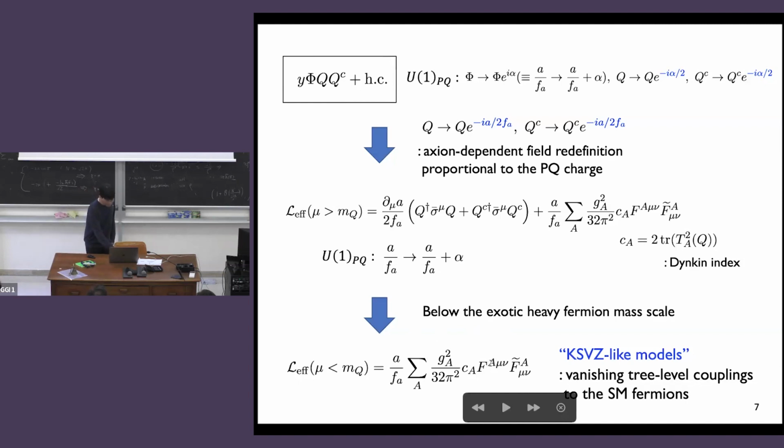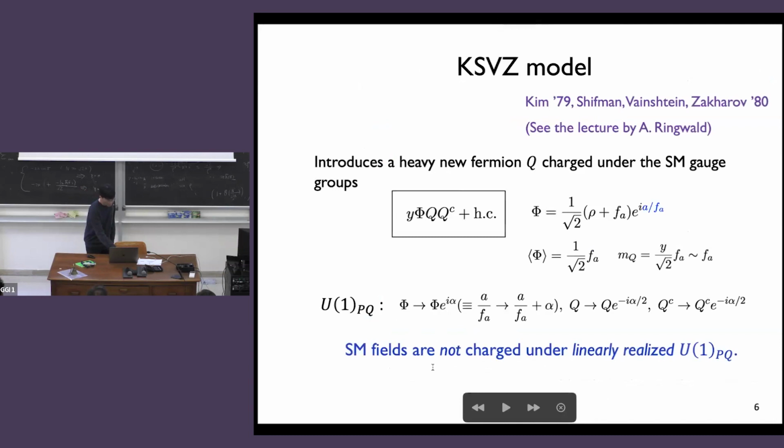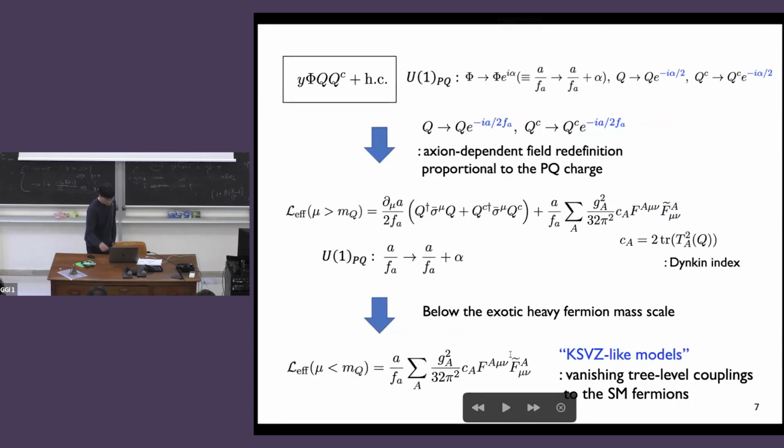And this is actually a direct consequence of the fact that none of the standard model fields are charged under this linearly realized Peccei-Quinn symmetry. So we may classify this type of UV physics as KSVZ-like models, which are characterized by vanishing tree-level couplings to the standard model fermions.